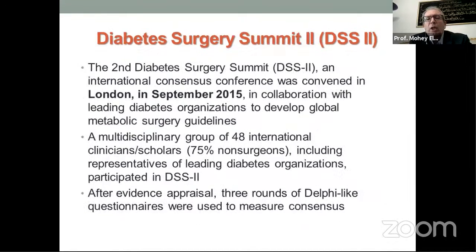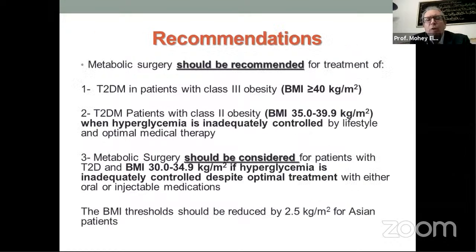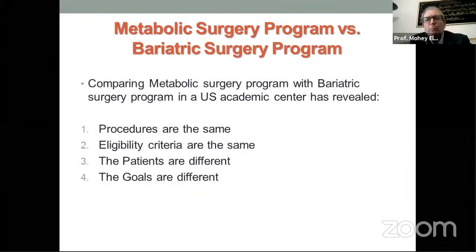And then in London in September 2015, that was the third conference to discuss metabolic surgery, and it was Diabetes Surgery Summit 2. They gathered delegates from 48 international societies, big societies. It's interesting that 75% of those societies were non-surgeons: endocrinologists, diabetologists, and other specialties than the surgeon. And they came out with the recommendations I talked about.